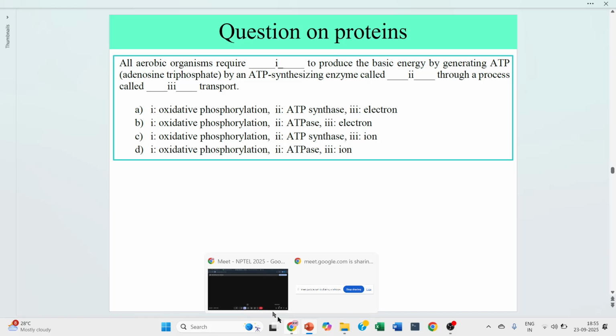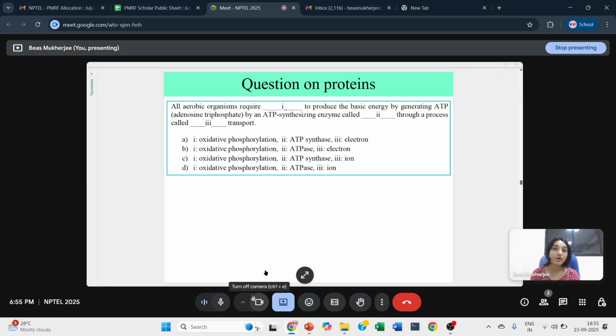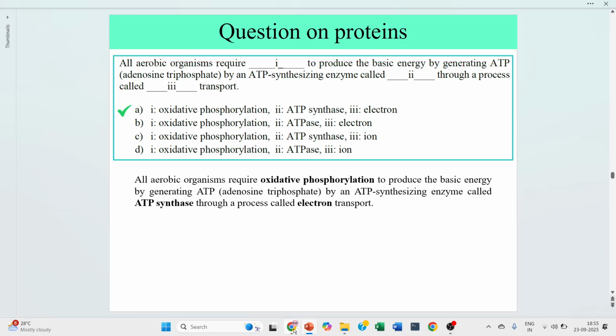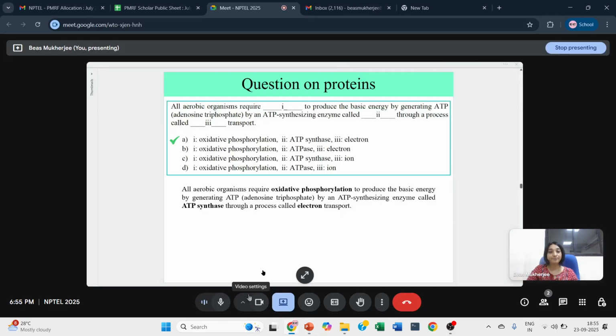Now we look at a question. All aerobic organisms require dash to produce the basic energy by generating ATP, which is adenosine triphosphate, by an ATP synthesizing enzyme called dash through a process called dash transport. So we look at the answer. The answer is A: oxidative phosphorylation, ATP synthase and electron. All aerobic organisms require oxidative phosphorylation to produce their basic energy by generating ATP by an ATP synthesizing enzyme called ATP synthase through the process of electron transport.